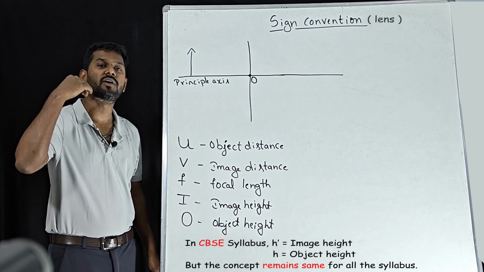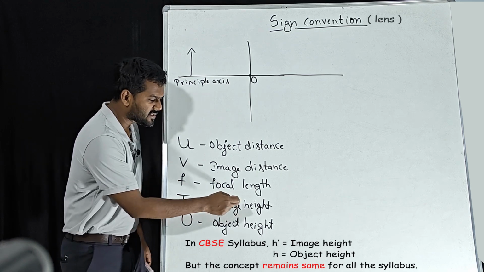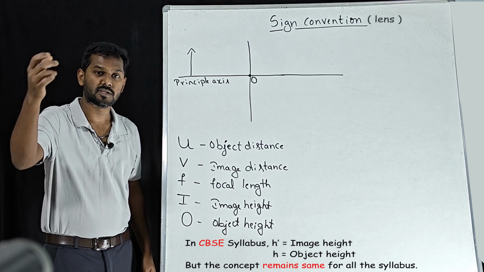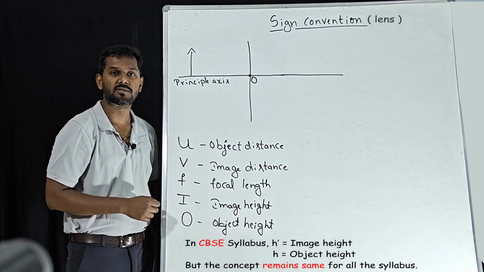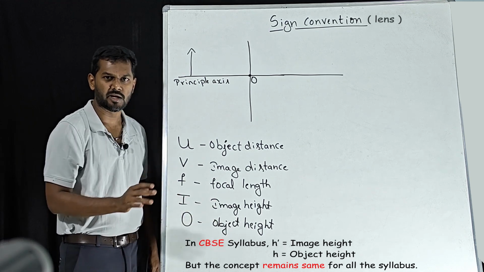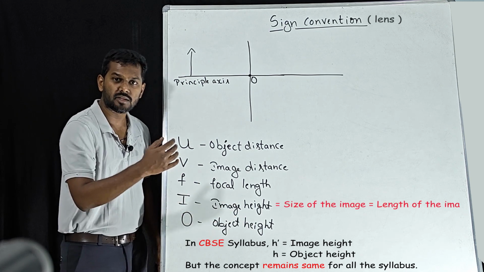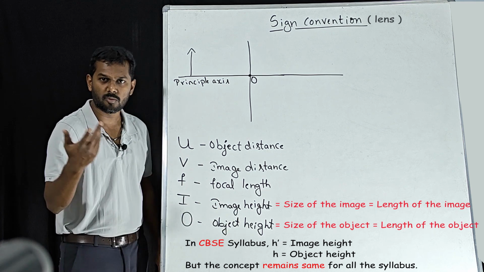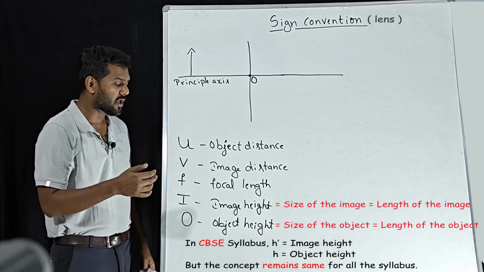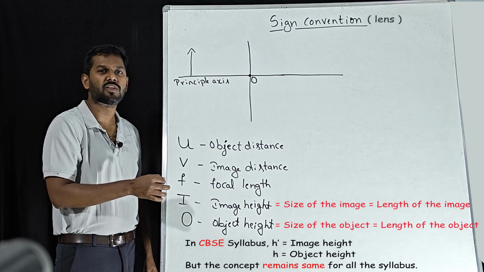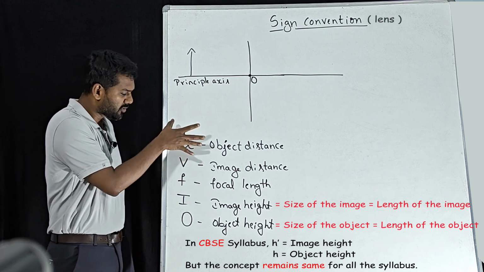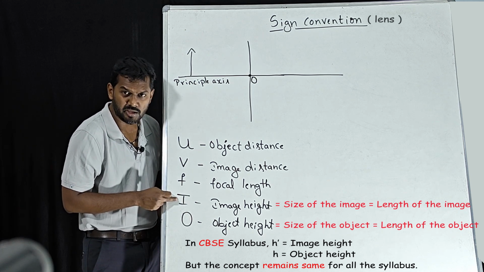See, they can give you different names also. Image size is the same as image height. The length of the image is nothing but the height of the image. The same thing goes for object height also. They can use object height, they can ask you object size, find the object size. Then they may ask you to find the length of the object. If they ask you length of the object or length of the image, they are talking about height of the object or height of the image. Keep this in mind.